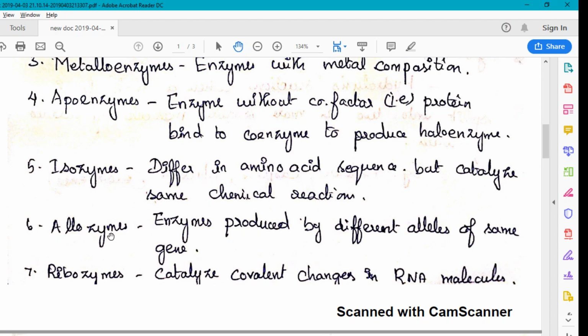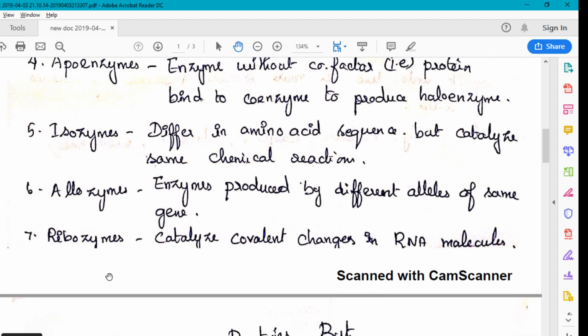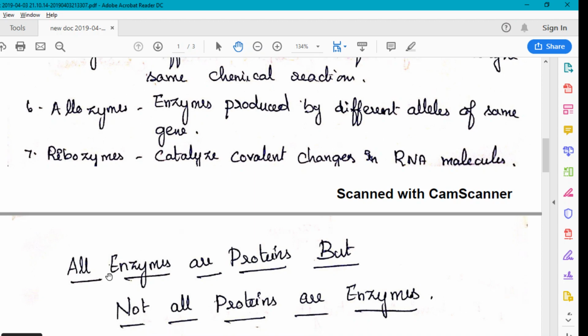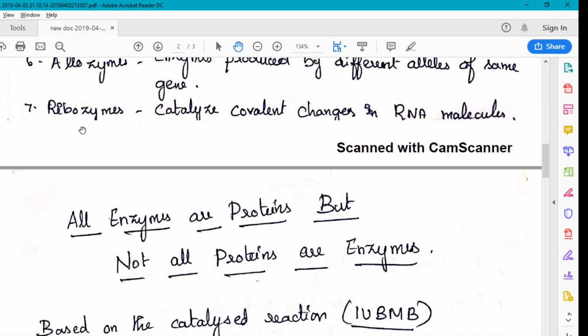Sixth type is alloenzymes. These enzymes are produced by different alleles of the same gene. Actually, they differ in the alleles of the same gene. This is why their name starts with 'allo'. Seventh type is ribozymes. These types of enzymes act as a catalyst in covalent changes in RNA molecules. These enzymes are called ribozymes because they are involved in RNA molecule changes in the ribosomes of the cells.